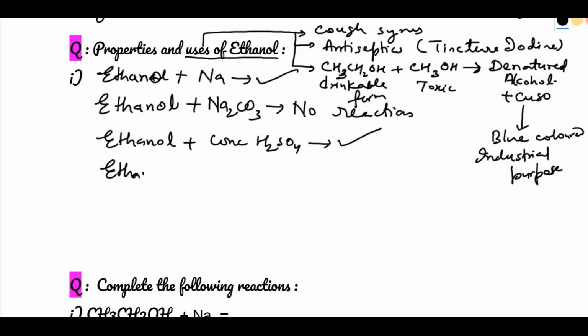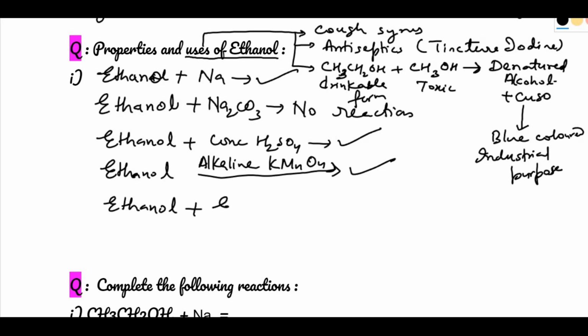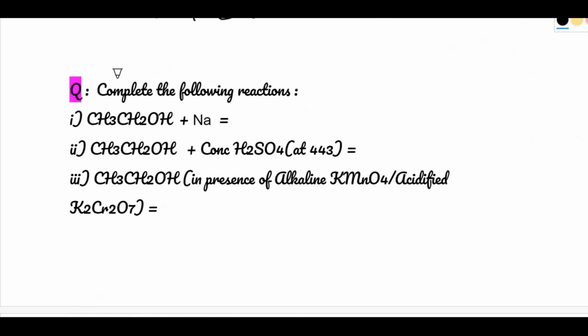Then ethanol in presence of alkaline potassium permanganate KMnO4 forms ethanoic acid, an oxidation reaction. Then ethanol with ethanoic acid gives ester in presence of an acid catalyst. So these are the properties of ethanol. The uses, of course, you saw. Now these are the properties of ethanol.